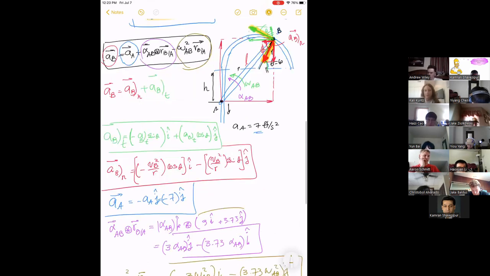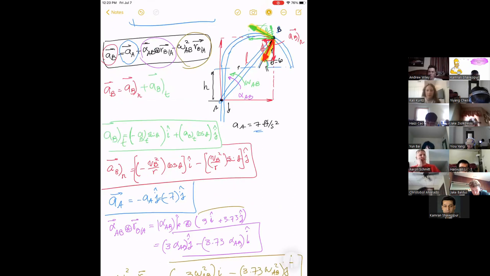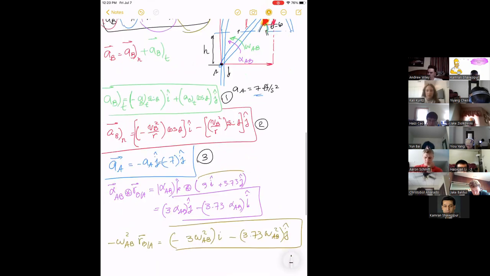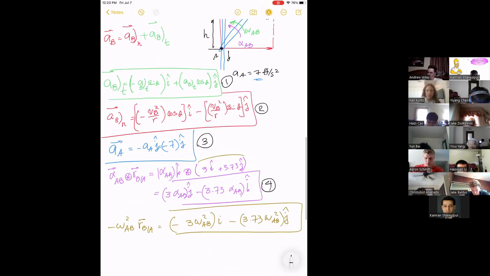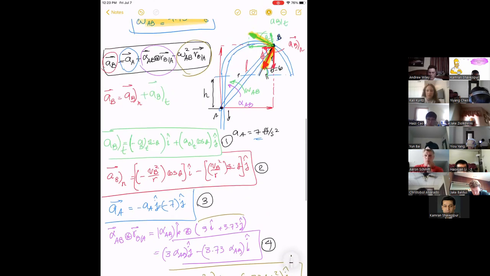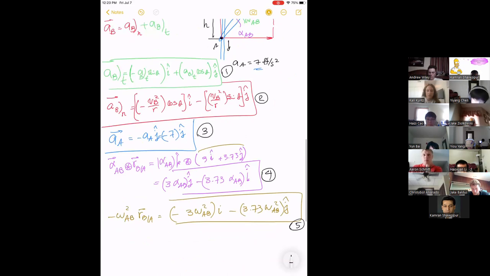So the equations we have: this is one, AB tangential; two, AB normal; three, AA; four, alpha cross RB; and five, omega square RB. We're going to substitute all of them into this equation and see what we get.